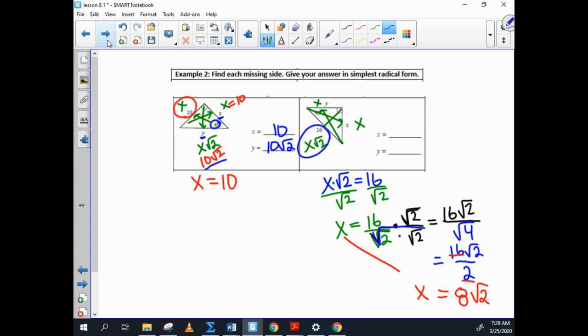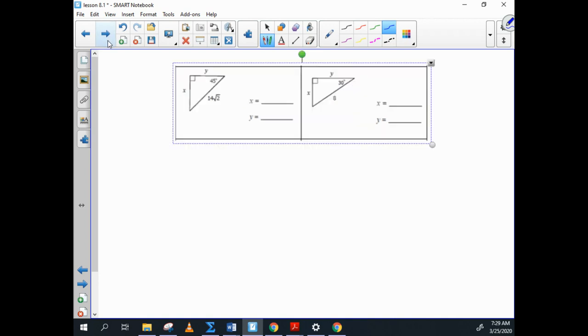When I go through to plug it in, this side is x, so I've just got my 8 square roots of 2 and 8 square roots of 2. So what they're calling x right here is 8 square roots of 2, and what they're calling y is also 8 square roots of 2. Not too bad. That was probably the hardest one that you're going to do, just having to rationalize the denominator. Let's look at the next couple of examples.